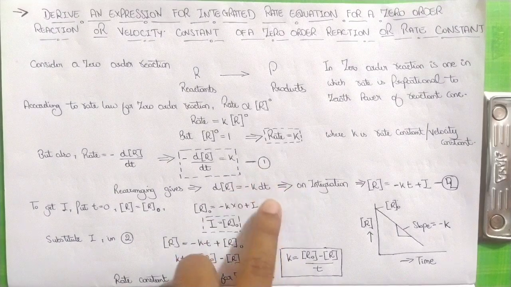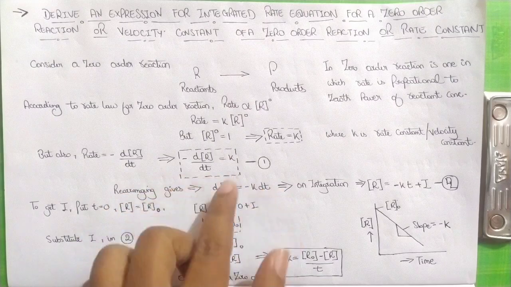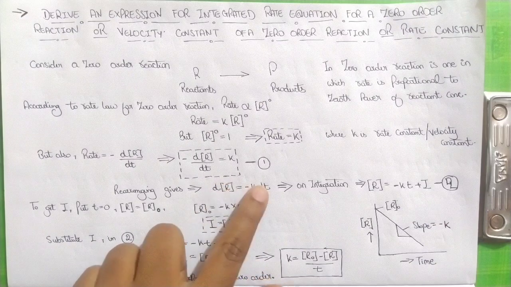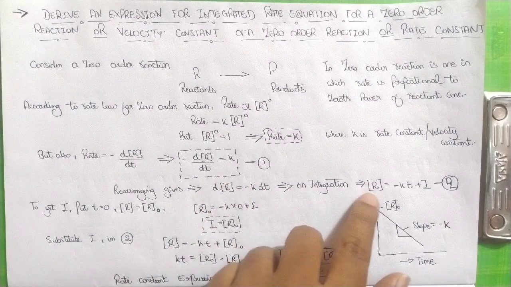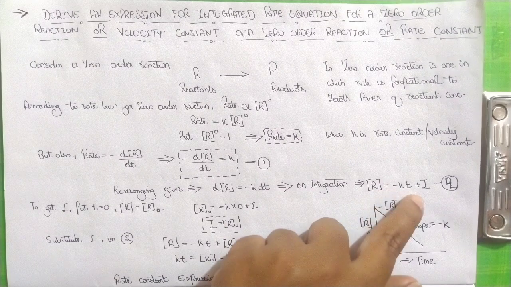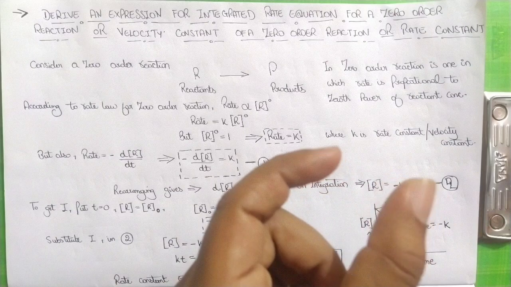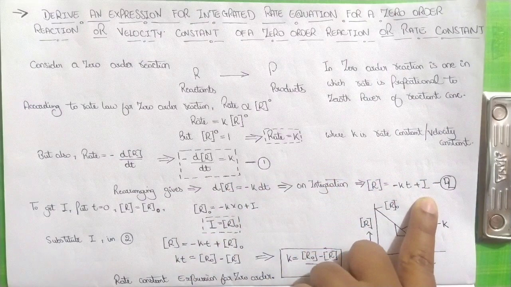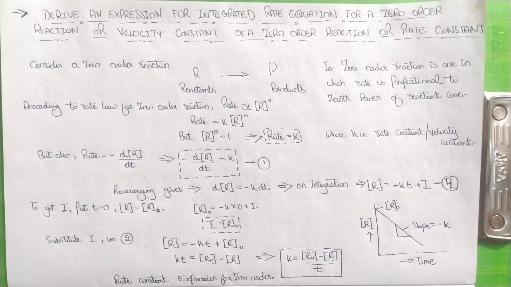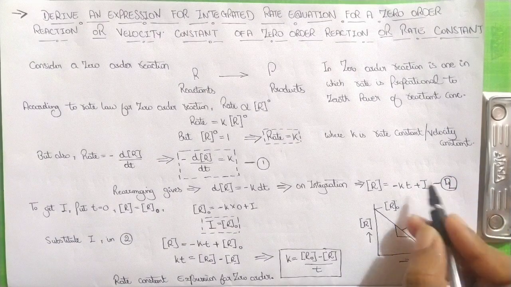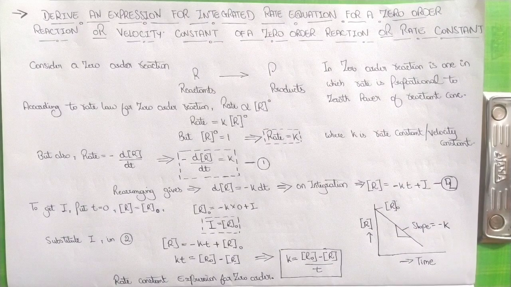On integrating this equation we will get the concentration of the reactant R is equal to minus Kt plus I. Whenever we integrate any equation, we will add a particular constant. It may be C, it may be I, anything. Now we got I as a constant here, but we need to know what actually I stands for. Now let us check out what I stands for.